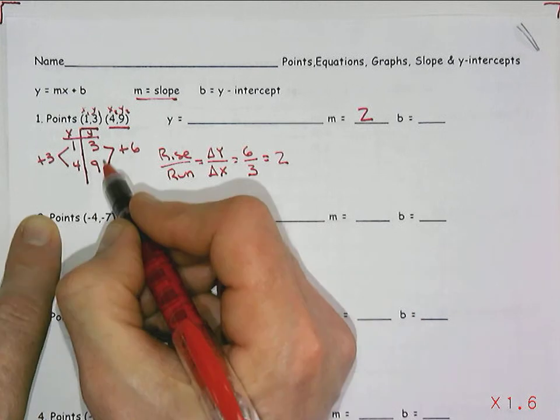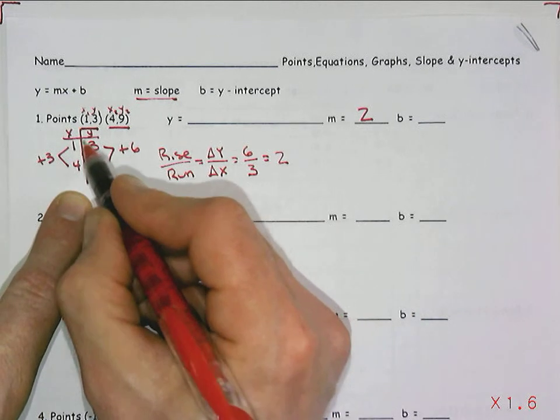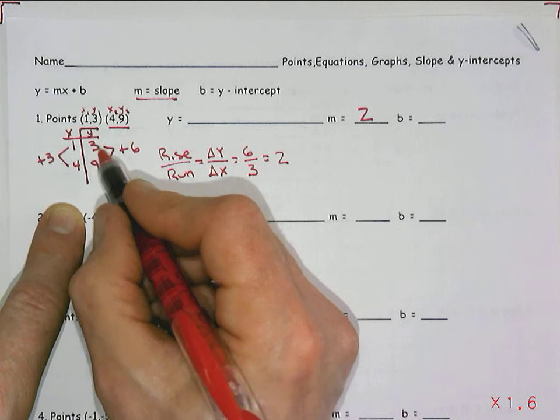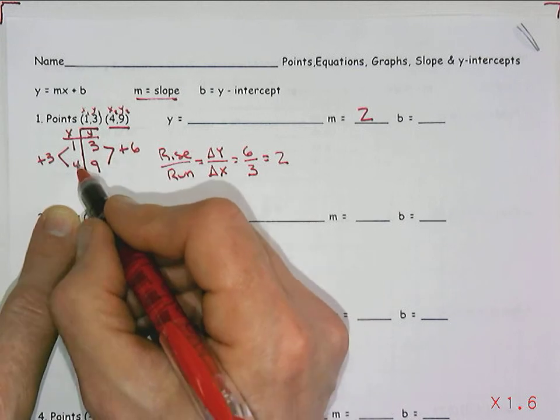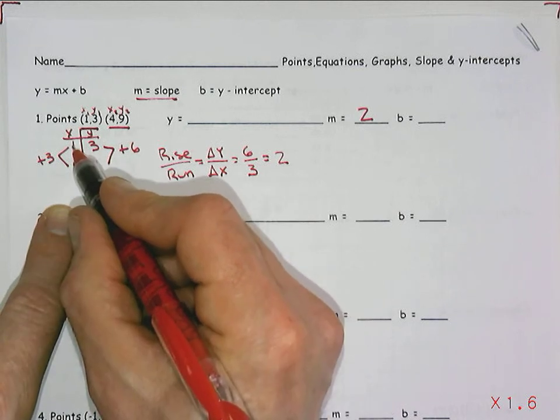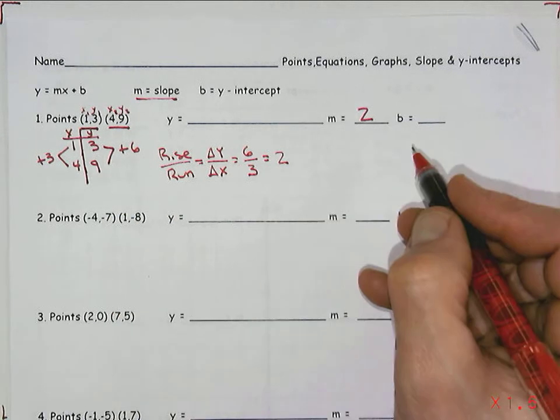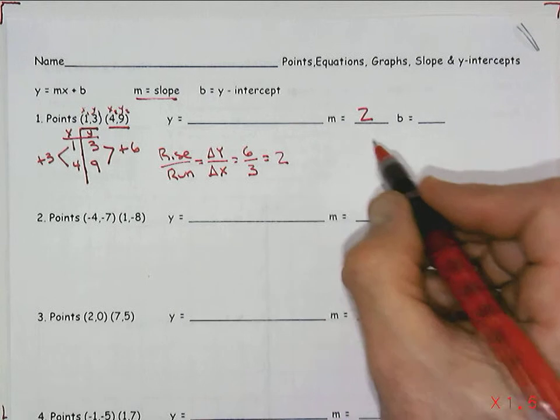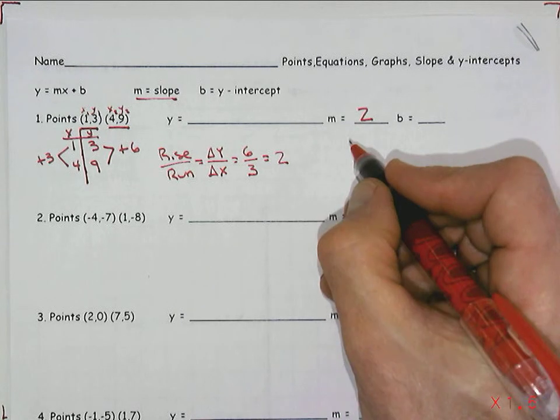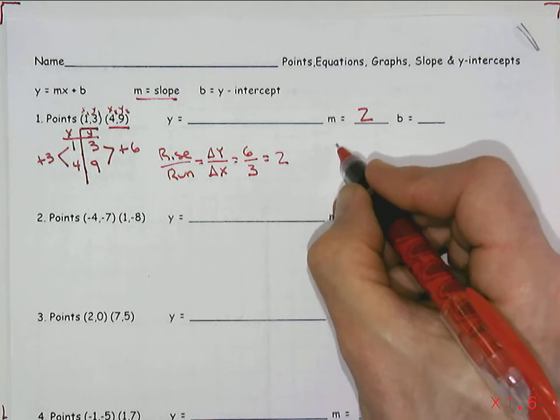So what we're really doing is taking the difference between the two y's. 9 minus 3 is 6. 4 minus 1 is 3. And that's how we're finding the slope. Now, finding the y-intercept is a little bit more of a challenge in this case because we don't have the graph to look at. But we can put in part of what we know about the equation.